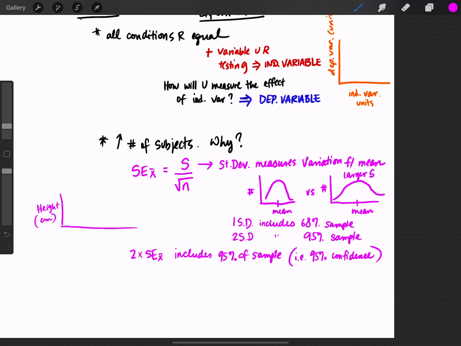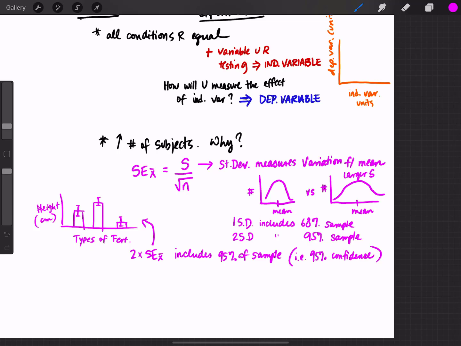So here's an example. Let's say we're looking at the height of a plant in centimeters. And we have different types of fertilizers that we're testing. So that's your independent variable. And because these are different groups, I can use a bar graph. And then the standard error of the mean is represented above and below the mean. So let's say your one standard error is 1. Then your 2 standard errors would be 2 times 1.